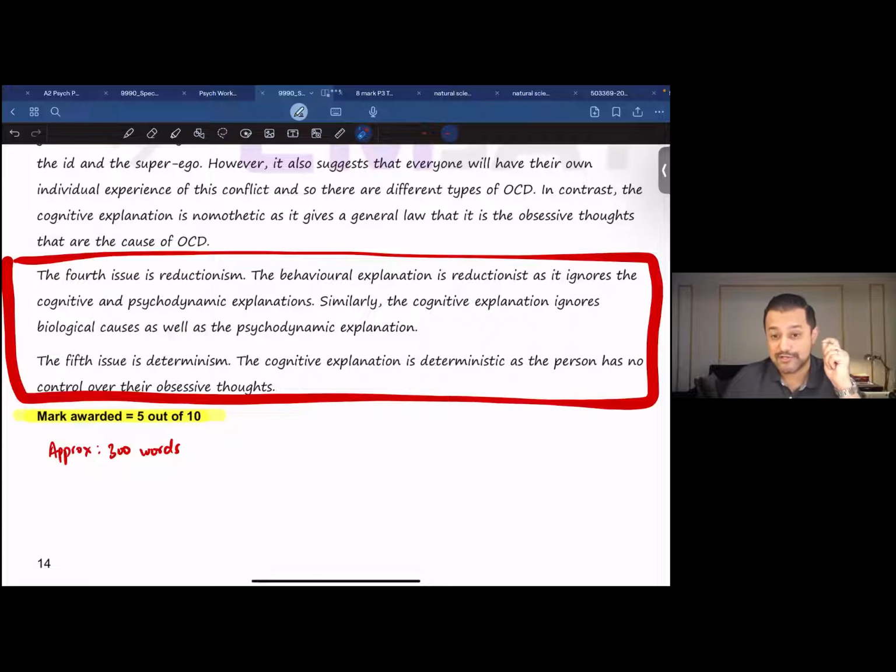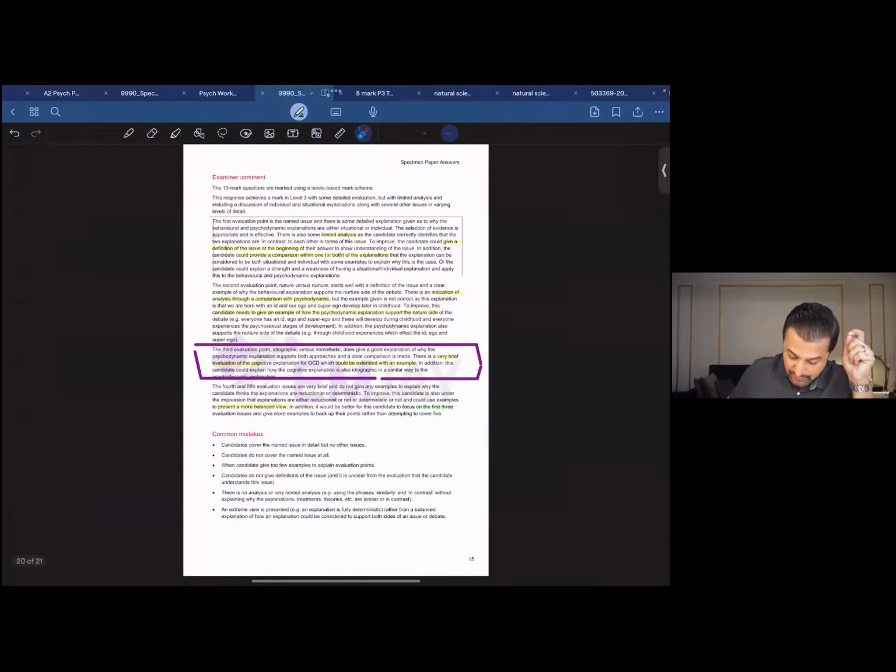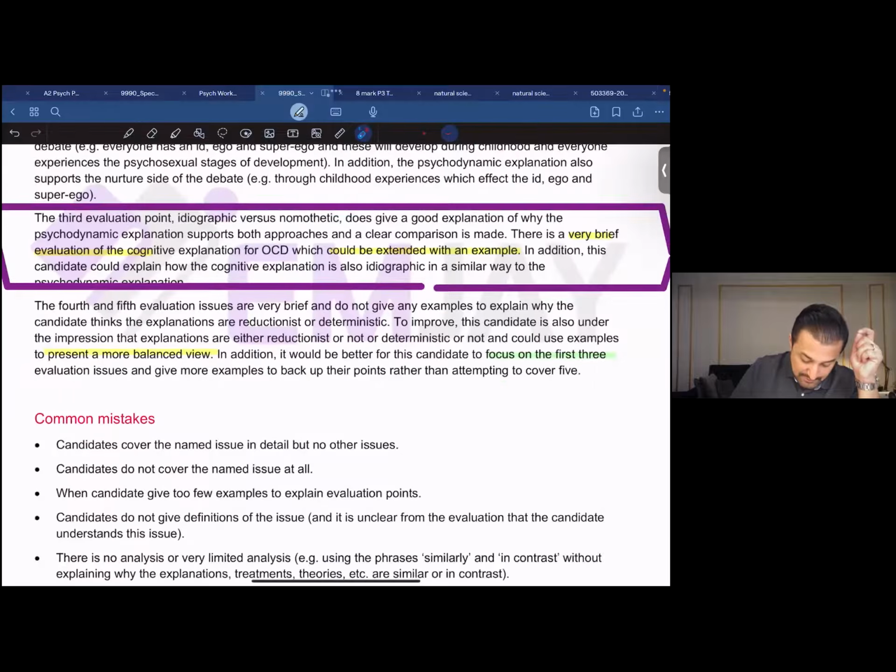The cognitive explanation is deterministic, as the person has no control over their obsessive thoughts. Let's quickly have a look at what the examiner feels about this. The fourth and the fifth issue, evaluative issues, are very brief and do not give any examples to explain why the candidate thinks the explanations are reductionist or deterministic. To improve this, the candidate is also under the impression that explanations are either reductionist or not, or deterministic or not, and could use examples to present a more balanced view. So yes, a balanced view is ideally required.